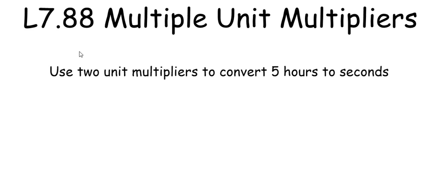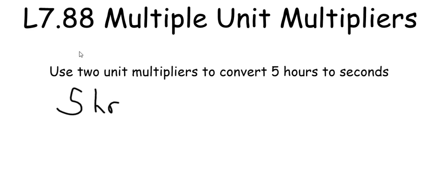It says to use two unit multipliers to convert 5 hours to seconds. And mentally, I bet you probably have gone bing, bing, boom, and you've already started to solve this problem. But how do we visualize what's going on here? We're going to start with what's given to us.